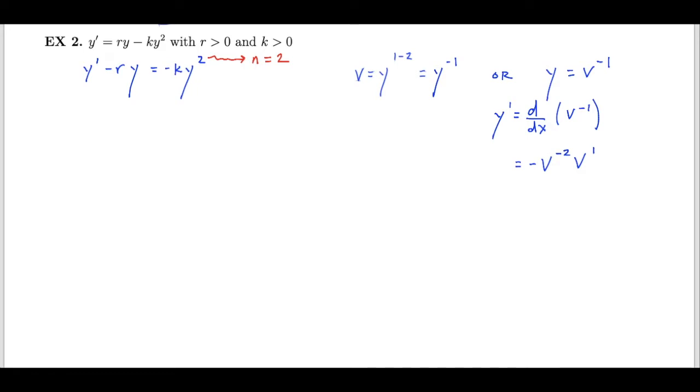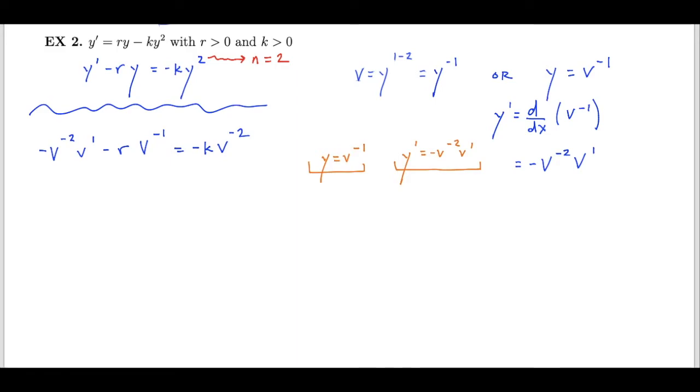So here I've calculated the value for y prime, once again bearing in mind that v is a function of x. So when I differentiate a v term, I have to remember to multiply by this v prime term. So here are the two substitutions that I'll make into my original differential equation.